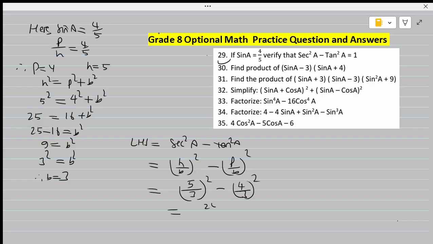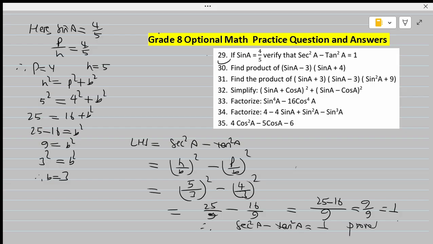So 5 square 25, 3 square 9, and 4 square 16, 3 square 9, is it? And now 9 will be the LCM, so 25 minus 16, so it is 9 divided by 9, and that results in 1. So you say here, therefore sec square A minus tan square A equals 1. We got it proved. So that was number 29.